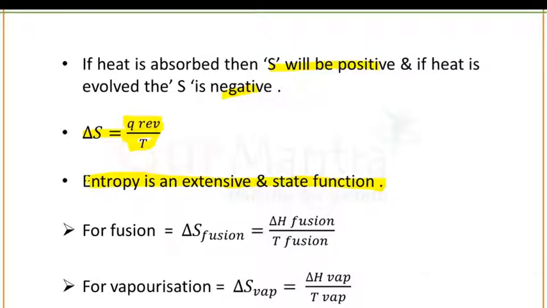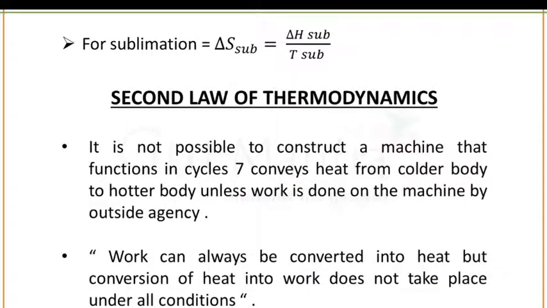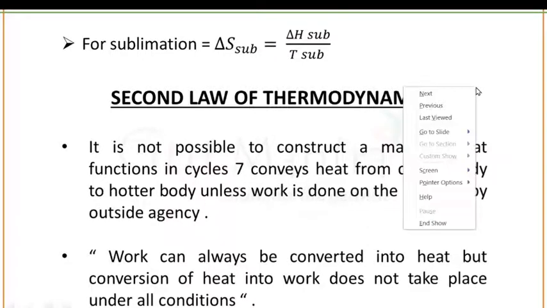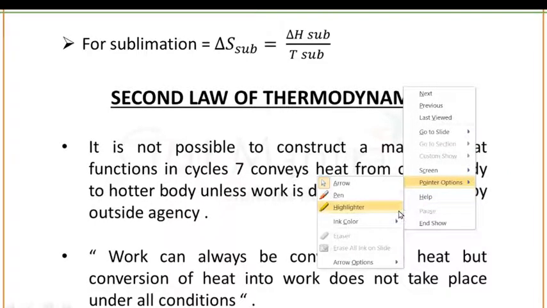Now if you talk about the fusion process, then for fusion, delta S fusion will be equal to delta H fusion upon T fusion. What is delta H? Delta H is the enthalpy change and T is the temperature. If we talk about the vaporization process, delta S vaporization will be equal to delta H vaporization upon T vaporization. And lastly, if you talk about the sublimation process, delta S sublimation will be equal to delta H sublimation upon T sublimation. T sublimation is the sublimation temperature.